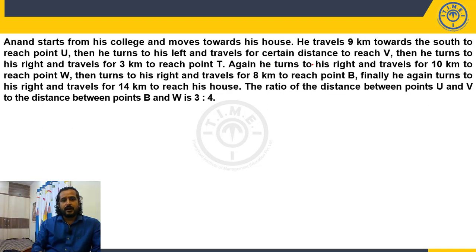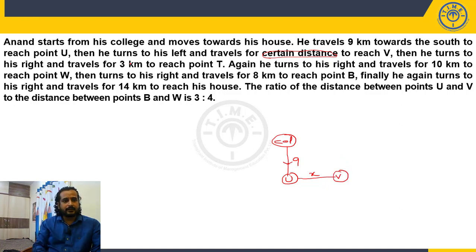Anand starts from his college and moves towards his house. So he started from college. He travels 9 kilometers towards south to reach point U. On a paper, south is towards down. How many kilometers? 9 kilometers to reach point U. Then turns left and travels a certain distance. Distance is not given here, so just mention a certain distance. Turns left and travels a certain distance to reach V. Let's take X kilometers to reach V.